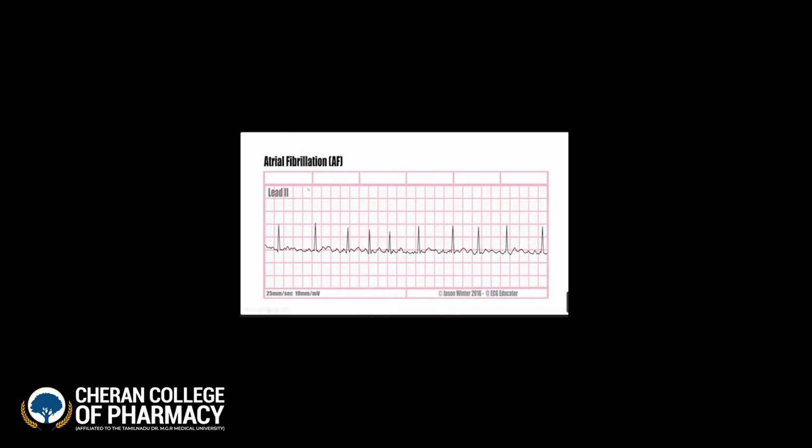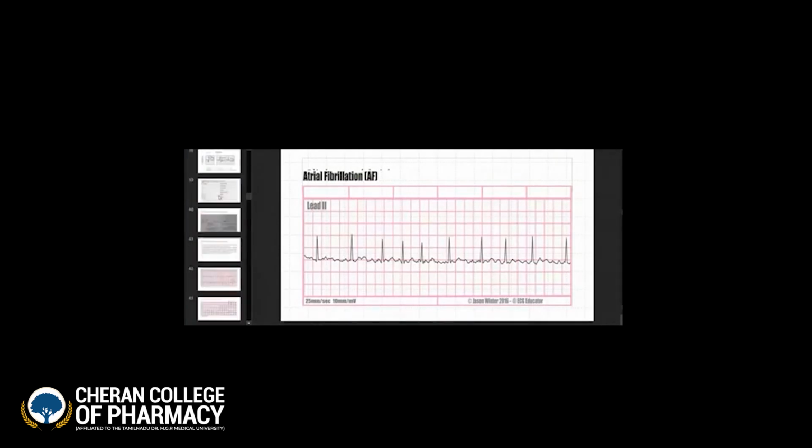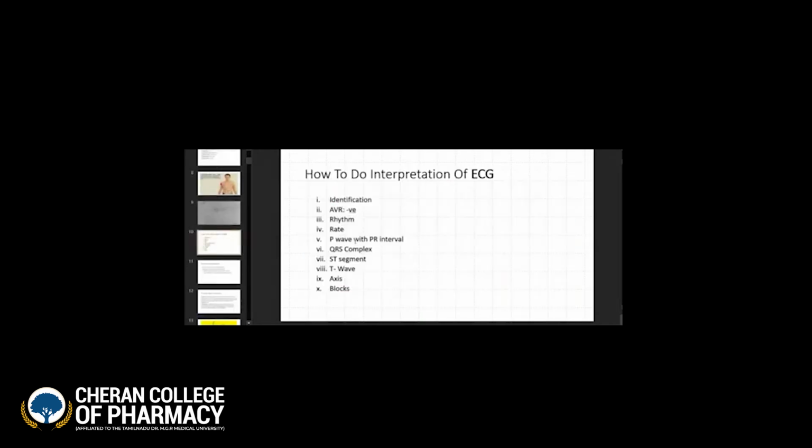We have completed how to calculate the heart rate from ECG while interpreting the ECG. Just moving down towards the new topic, that is the P wave with PR interval. We have covered this much: AVR should be negative, rhythm regular or irregular, and rate. If the rhythm is regular, we follow two methods, random and accurate. If the rhythm is irregular, then the 30 big squares method: number of R waves in 30 big squares into 10.